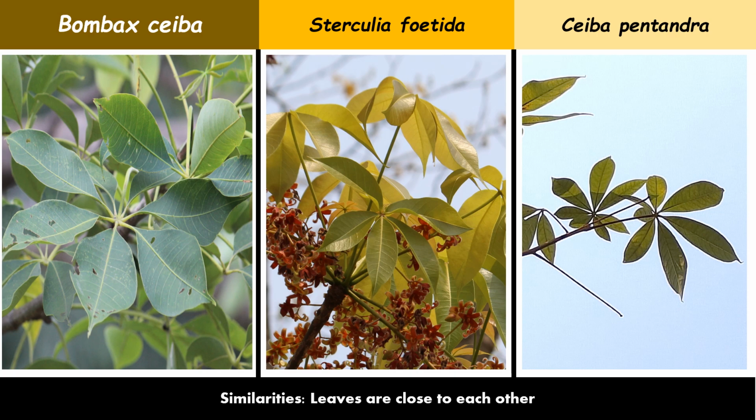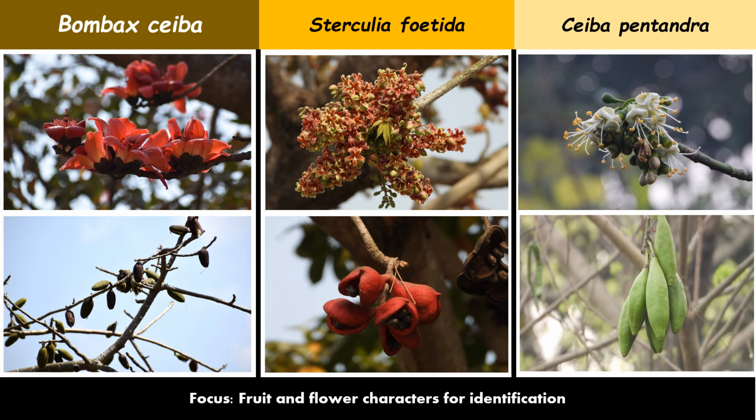The Bombax ceiba, Sterculia foetida, and Ceiba pentandra. If you observe the leaves, they look very similar, but flowers and fruits are completely different. They are used particularly for avenue plantation, we use these three tree species. You can observe the flower: a larger flower of Bombax, a smaller flower of Sterculia foetida, and a little bit different type of flower in Ceiba pentandra. Fruits are also different. You can observe the fruits of these three tree species.